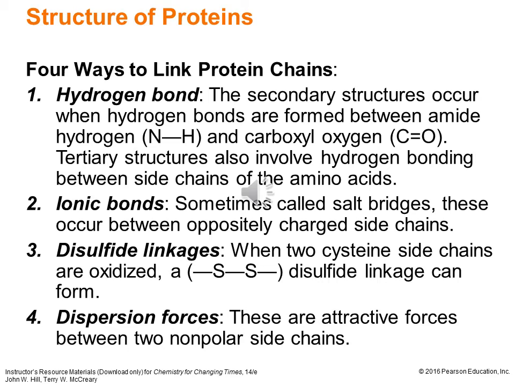Ionic bonds, these are true chemical bonds. They're also known as salt bridges. They can occur between oppositely charged side chains if the side chains can develop a full positive or negative charge.